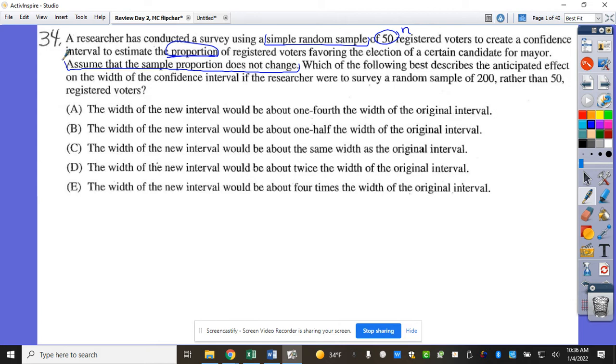Which of the following best describes the anticipated effect on the width of the confidence interval? So the whole thing is talking about how the width is going to change if we were to sample 200 instead of 50. So the big concept here is what happens. Our sample size did what?